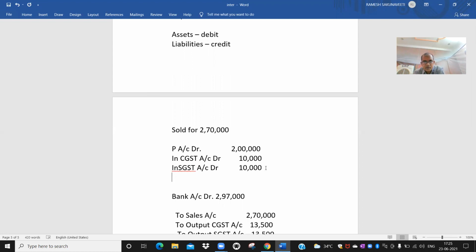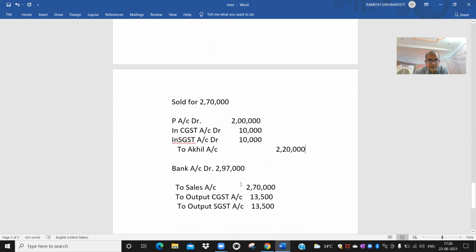Next, see the second one. The person's name is given. Purchased from Akhil. Akhil account, and the total is 2,20,000. Am I correct? Yes, sir. 2,20,000. Okay.